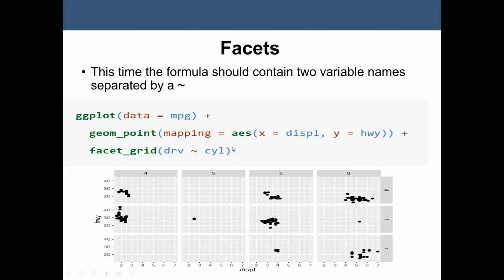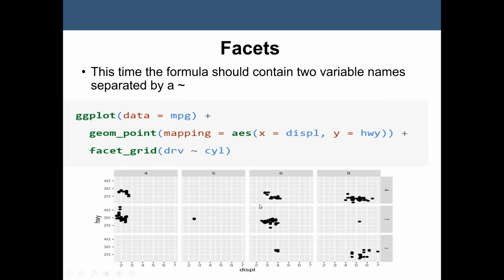So you can see here again, the x is our displ, and y is our highway. Then we have a subplot for the drv and cylinder characteristics. So that's our facet grid. We can see 4-cylinder, 5, 6, and 8 cylinders.